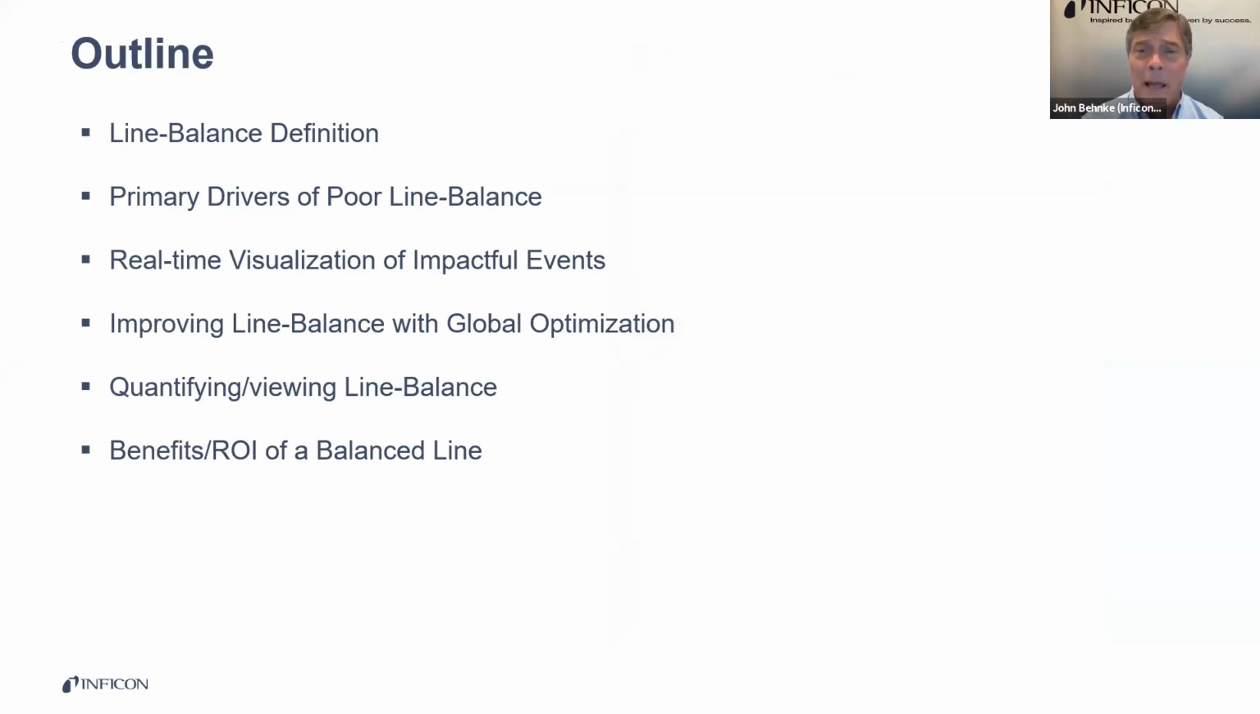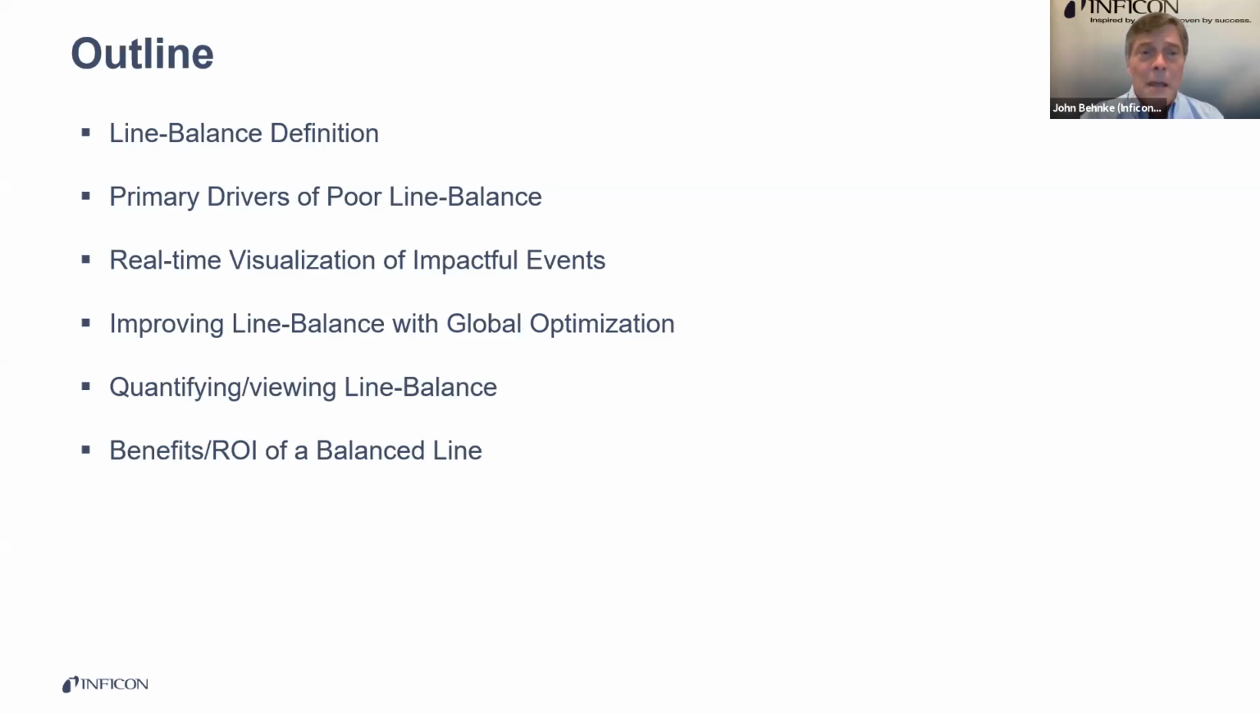We're going to talk about what is line balance. We're going to talk about the historical drivers of poor line balance. And by the way, when I say line balance, some people use the term line linearity, but line balance is the same term. I want to talk a little bit about how can you see something that is a very difficult concept to comprehend when you're walking around a factory with potentially hundreds, if not thousands of lots and a few 100,000 wafers moving around.